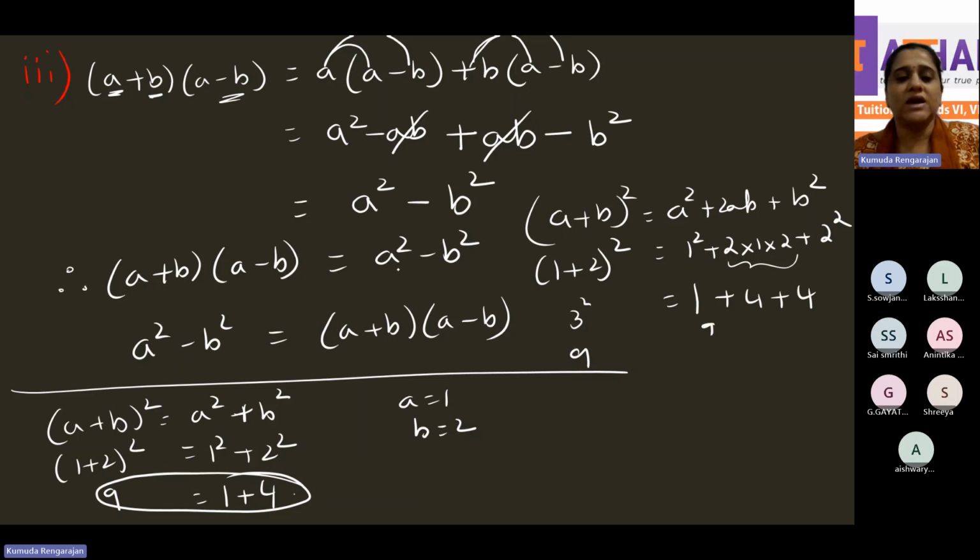And the other one is a square minus b square is (a plus b) into (a minus b), or (a plus b) into (a minus b) is a square minus b square. Written all this?